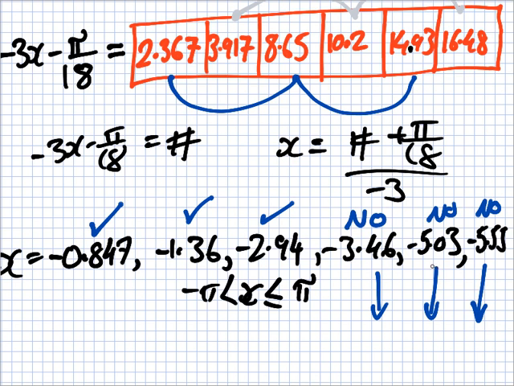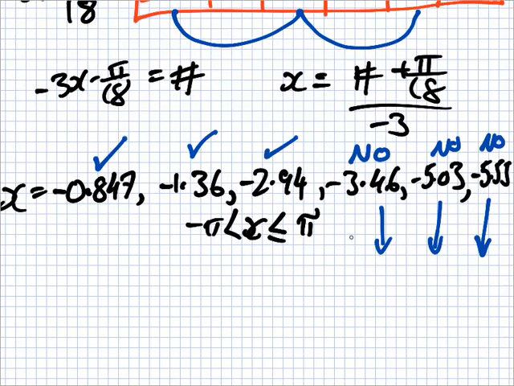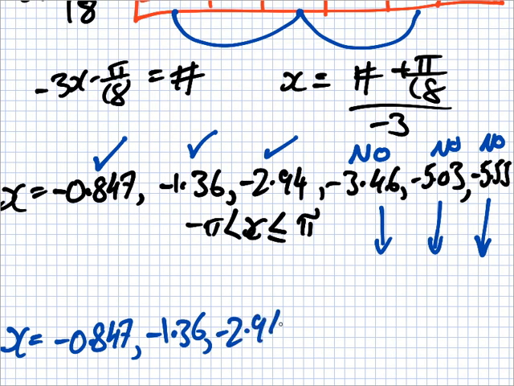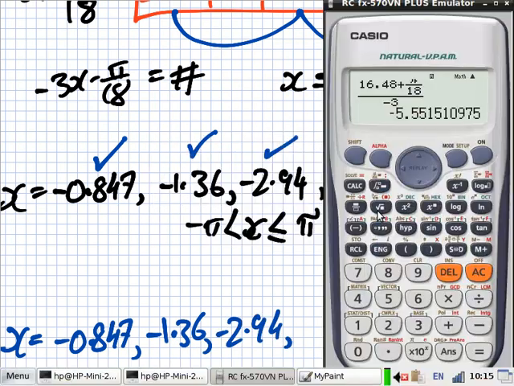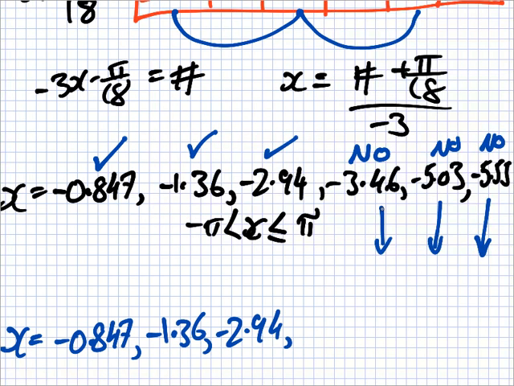Yeah, because that would give you the same answer as before. So here I get x equals minus 0.847, minus 1.36, minus 2.94. Okay, 3.46. Do you have it? Yeah, 2.8. What's next?